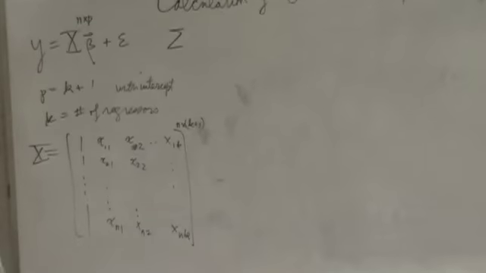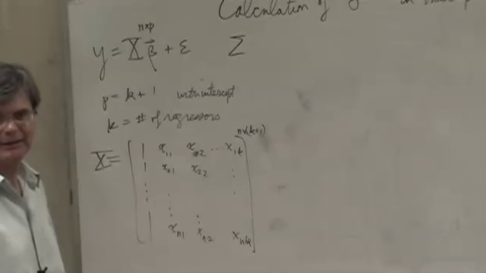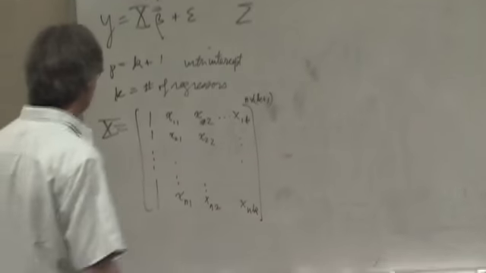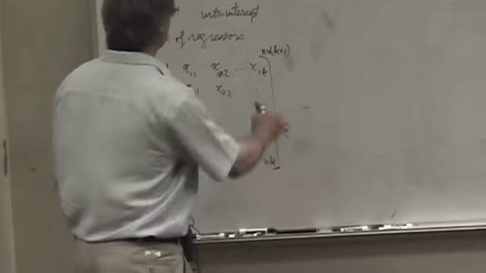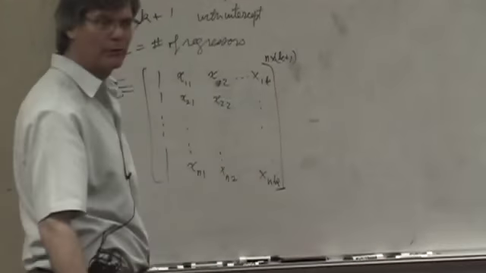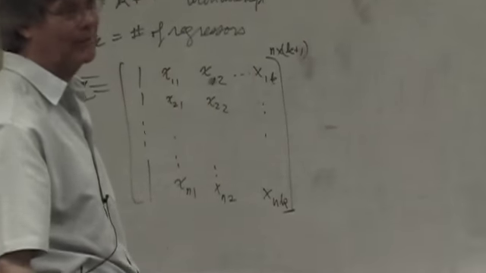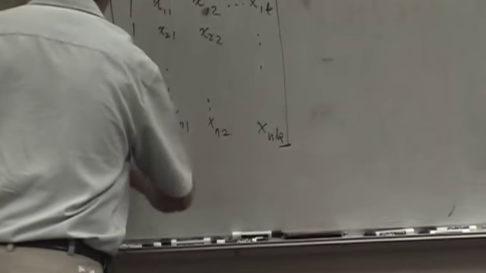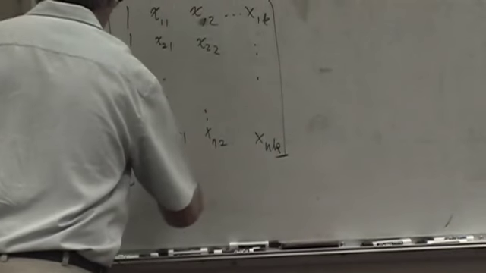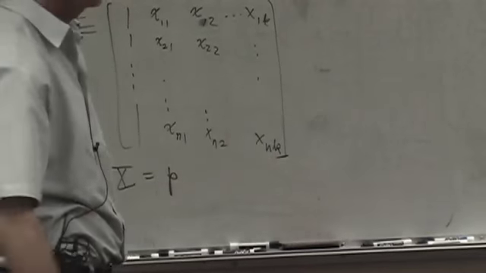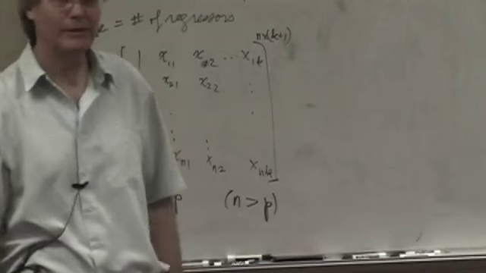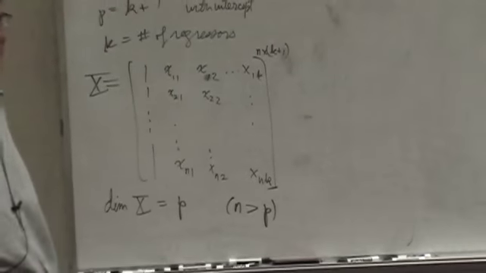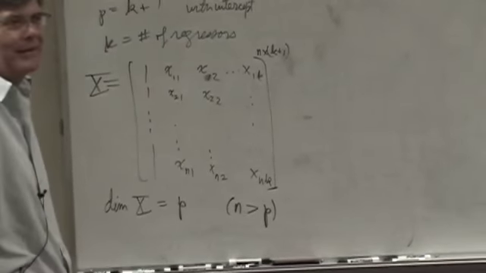Questions about this? Yeah, you're looking concerned. I got it now. Okay. All right. So p is the number of columns here. And we're going to assume that the column space has dimension p. So we assume that the dimension of X is equal to p. We normally think n is bigger than p. Okay? If n is too small, then this doesn't work. If n is less than p, then the dimension can't be p.